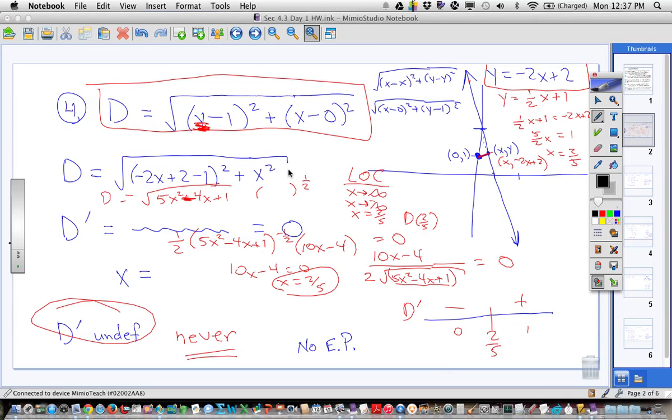The question, I think, wanted the coordinates of this point, right? So x would be 2/5. You'd have to plug that back into this equation up here to get y. I think it comes out to 6/5. So the point would be 2/5, 6/5, I think, is what they actually asked: what point on that line is closest to 0, 1. Okay? So you have to make sure you have all the pieces in here.